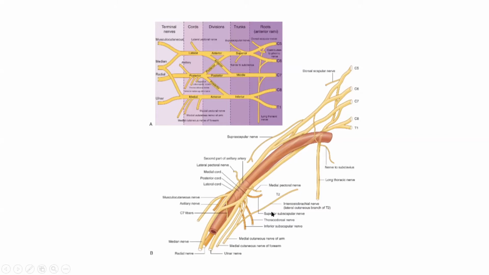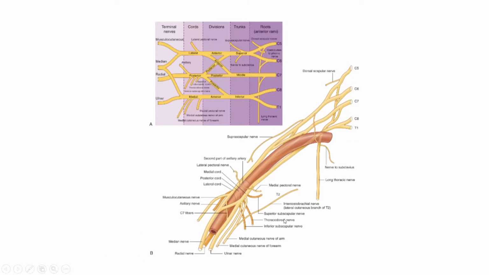Sometimes you can see a superior and inferior subscapular nerve that take fibers from segment C5 to C7, and they are innervating the subscapularis muscle and the teres major muscle. They pass on the anterior surface of the scapula.